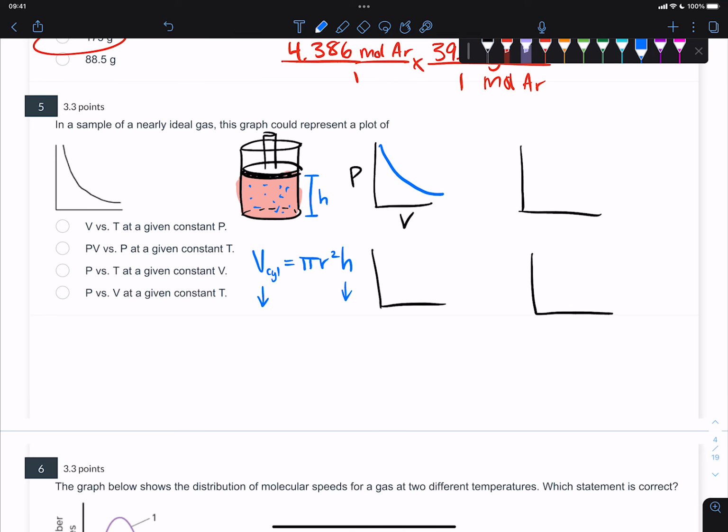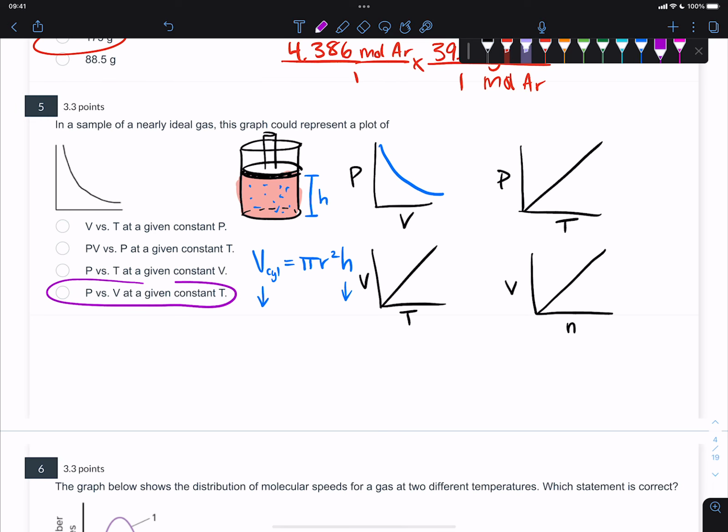Now, you also have other relationships such as pressure and temperature. As temperature goes up, pressure goes up. You also have volume and temperature. As temperature goes up, volume goes up. And then you can even extend it to moles. We don't really need moles in this case, but for example, moles and volume. If you were to add more gas, the volume will increase, assuming other things are constant. So just recognize those relationships, and then it'll easily help you figure out which one is which. Any of them could be on this test. In this case, the one that fits is the one that says it's going to be pressure versus volume at constant temperature.